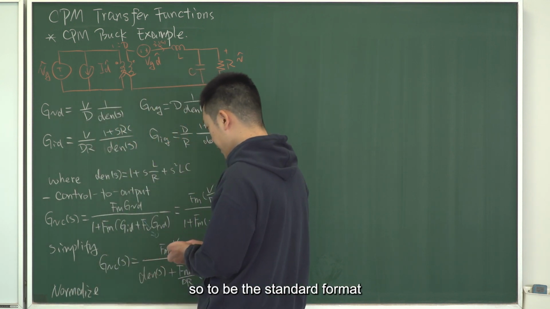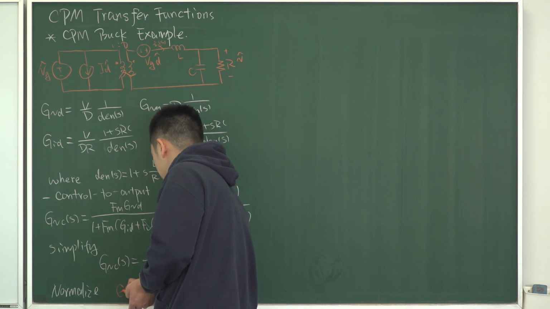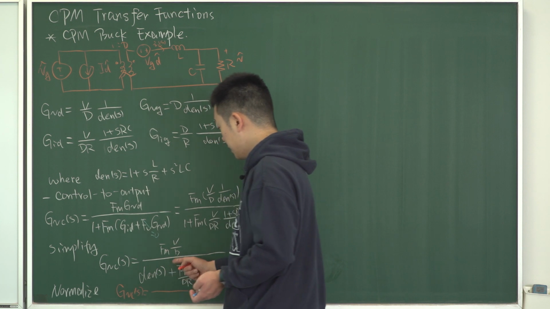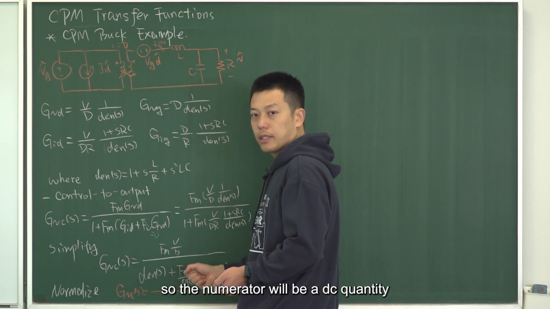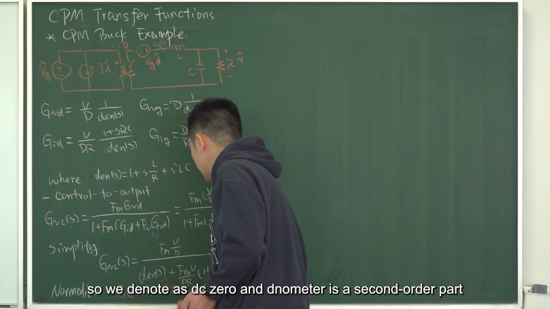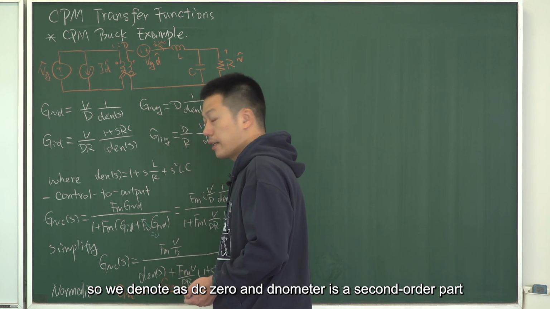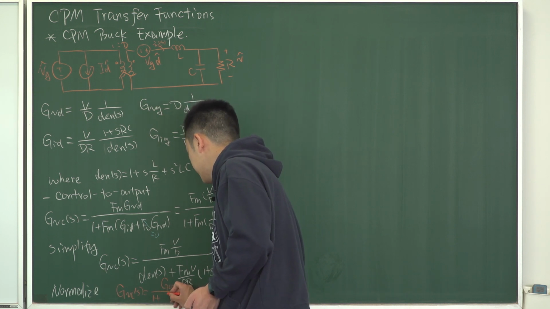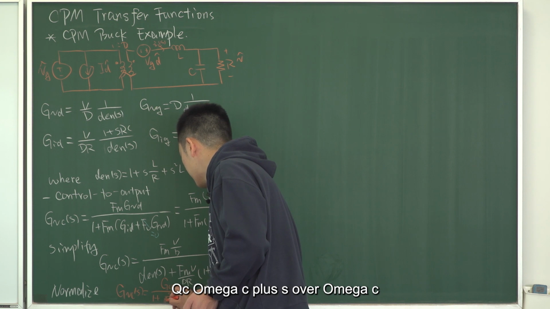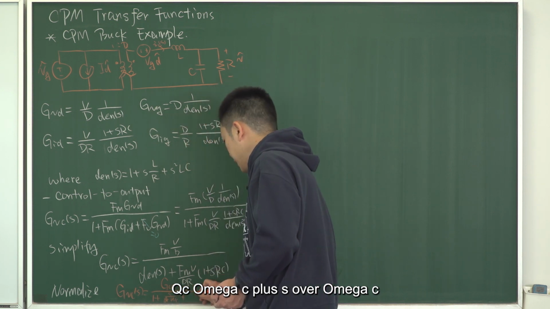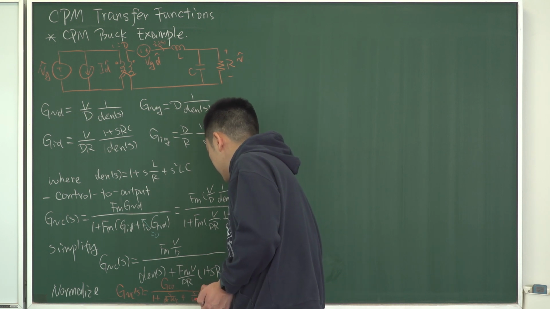So to be the standard format, GVC(S) equals to, so the numerator will be a DC quantity, right? So we denote it as GC0. And the denominator is a second order part, 1 plus S over Q_C omega_C plus S over omega_C squared.